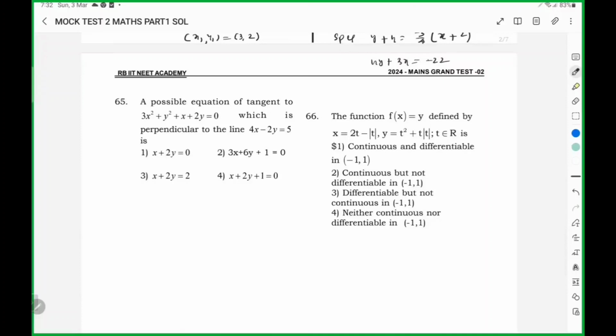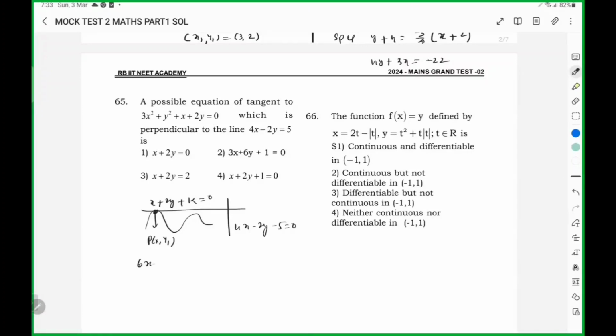Here, a possible equation of a tangent which is perpendicular to the line. It is x plus 2y plus k equals 0. This is a point P x1, y1. And what we have to find out is k value.